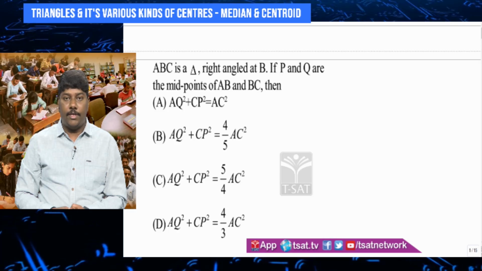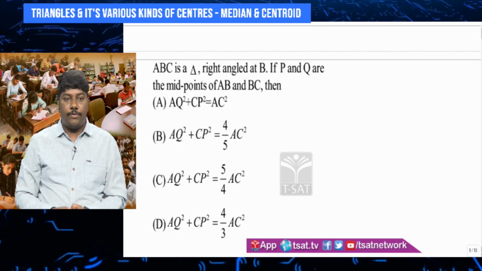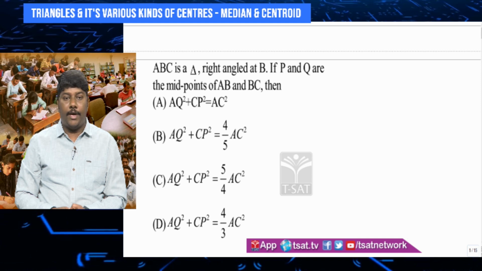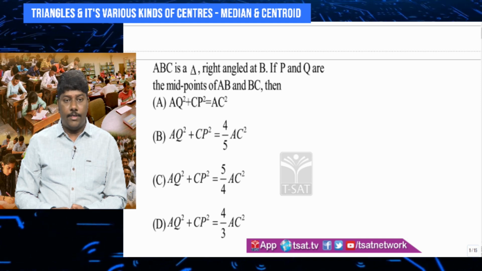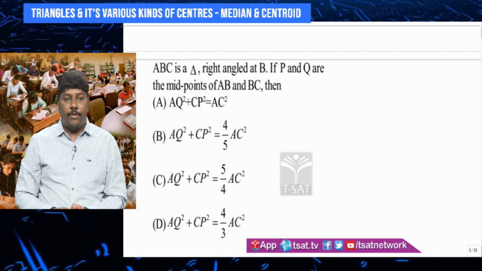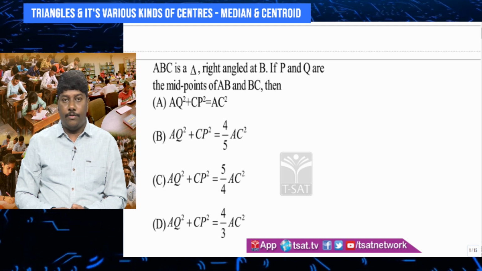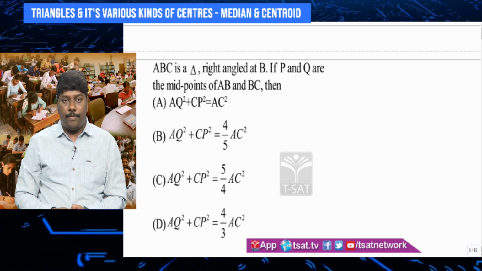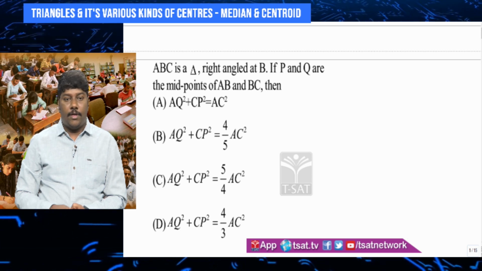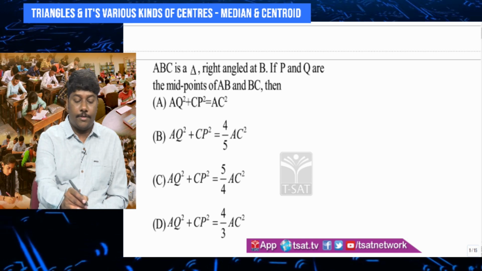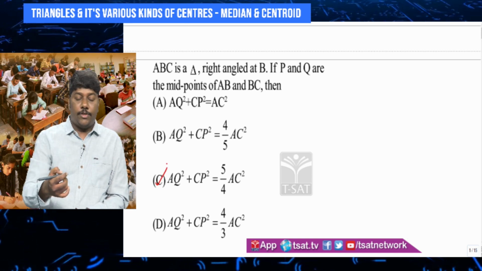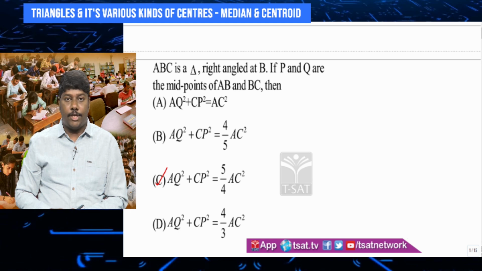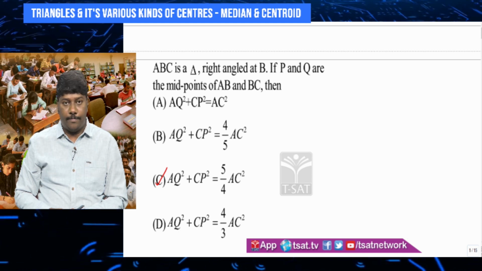ABC is a triangle, right angled at B. If P and Q are the midpoints of AB and BC, then first option is AQ square plus CP square is equal to AC square. Second option, AQ square plus CP square is equal to 4 by 5 of AC square. We have already seen this problem. So, we know median 1 square plus median 2 square is equal to 5 into hypotenuse square by 4, or else 5 by 4th of hypotenuse square. So, the answer for this is going to be AQ square plus CP square is equal to 5 by 4th of AC square.